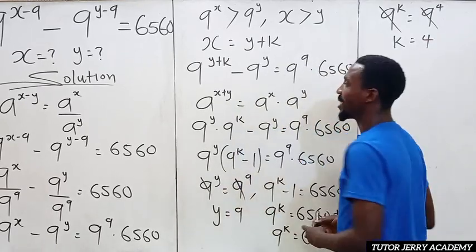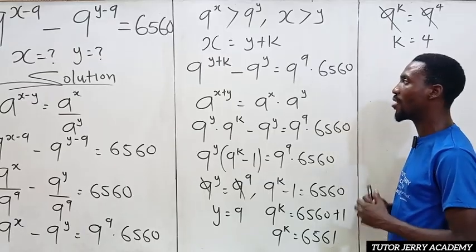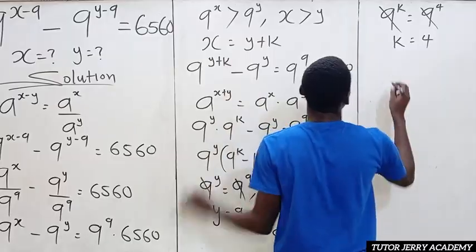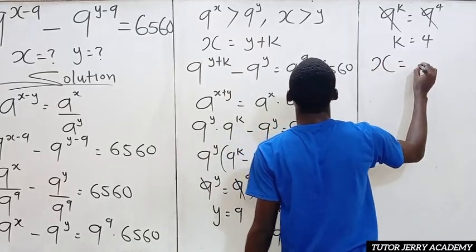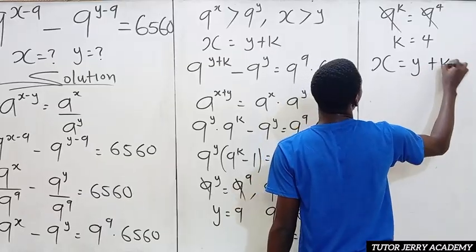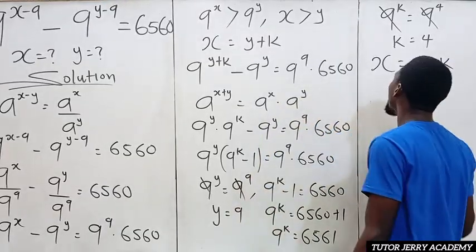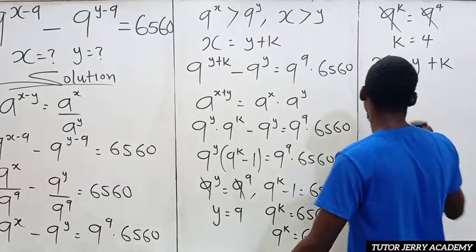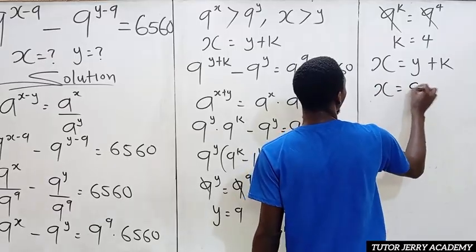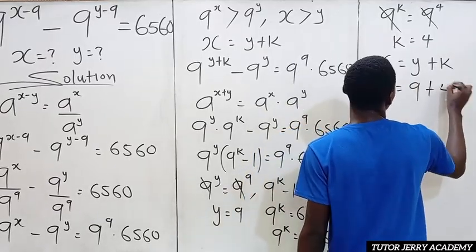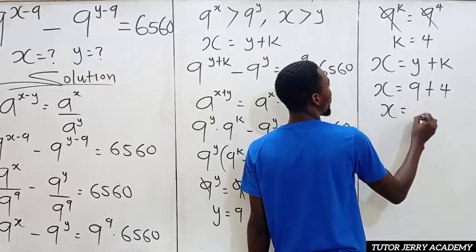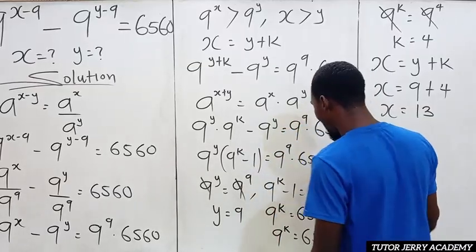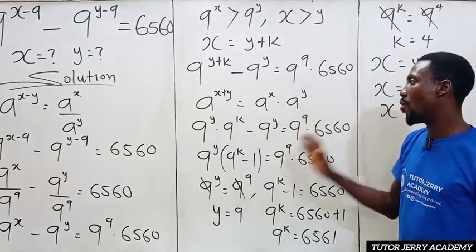Alright. So now that our k is equal to 4, we can find the value of our x. Because we know that from this equation, x is equal to y plus k. So if we substitute, the value of our y is 9. So it means that x is equal to 9 plus k, which is 4. So it means that x is equal to 13. So the value of x is 13 and the value of y is 9.